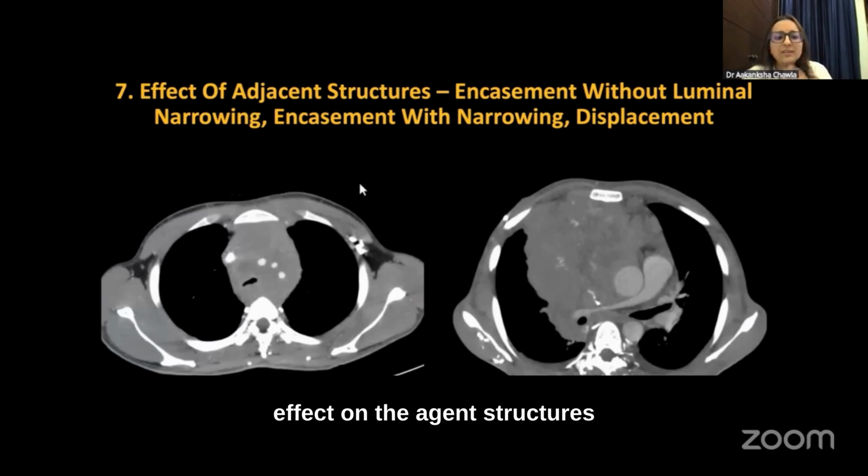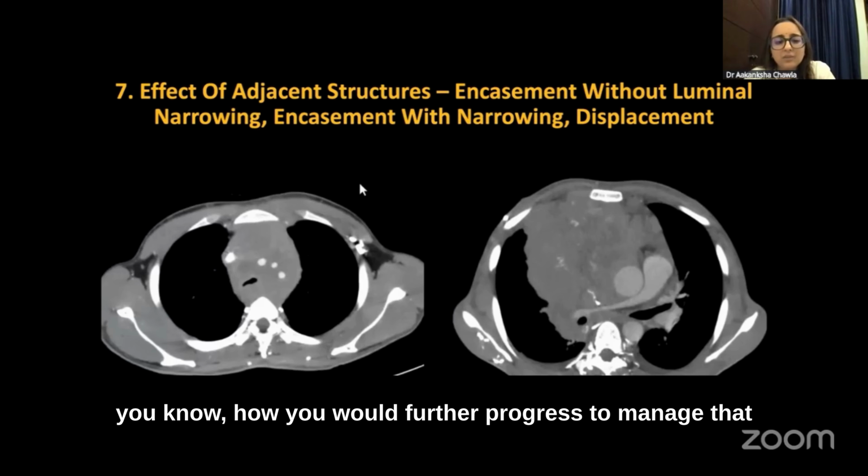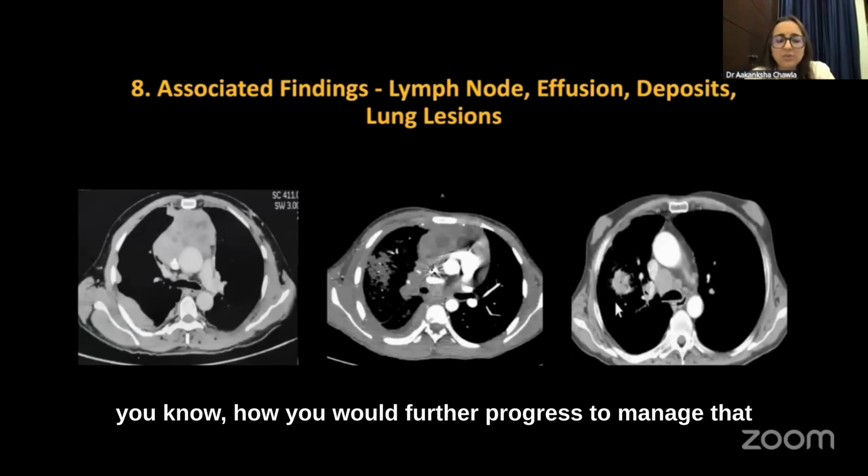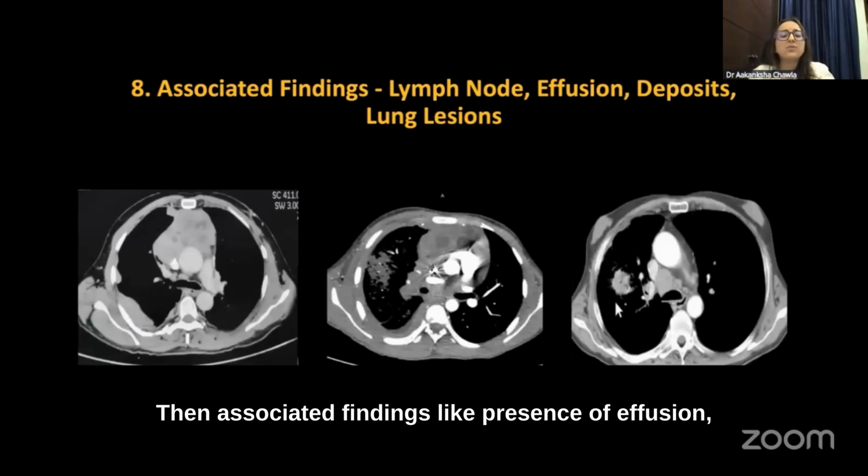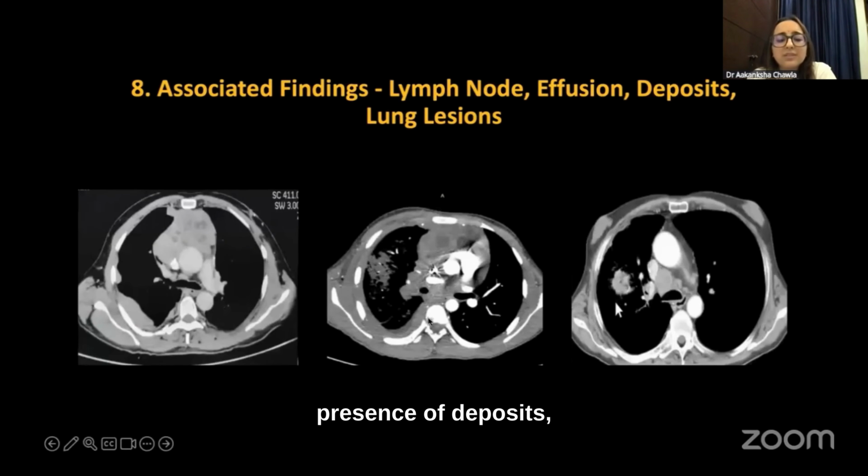So when there is effect on the adjacent structures, it really changes the overall approach to the lesion, and how you would further progress to manage that lesion. Then associated findings like presence of effusion, presence of deposits, presence of bony erosions, presence of lung lesions, presence of lymph nodes, these always add to the findings, aid to your diagnosis.